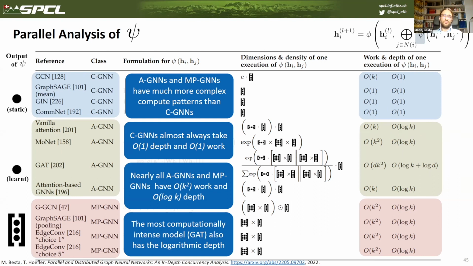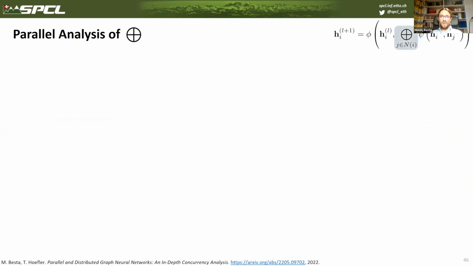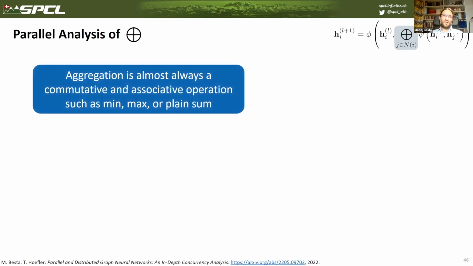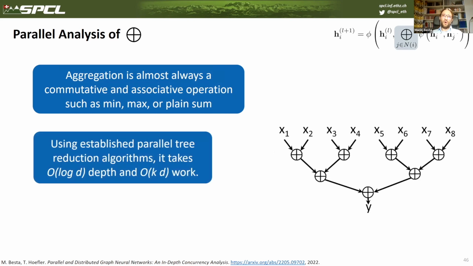So we always at this moment speak about the function psi. But now, once we compute the psi's, we need to aggregate them somehow using our aggregation, right? And for this, we realize that aggregation is almost always an operation that is commutative and associative. So this can be a min, max, or a plain sum. That means that essentially all of these aggregation schemes can be executed using established parallel tree reduction algorithms. And all of these algorithms take logarithmic depth in the maximum degree in the graph and work which is proportional to the product of the number of features and the max degree, right?